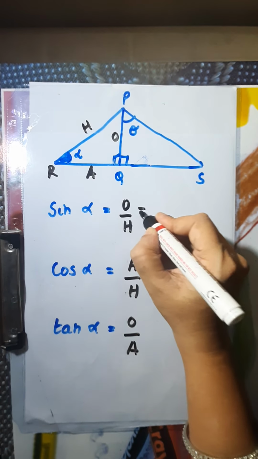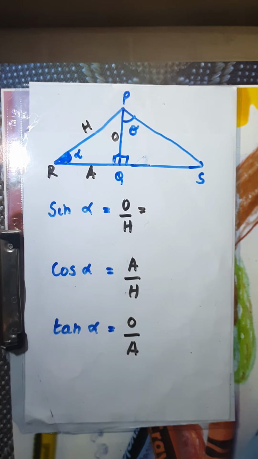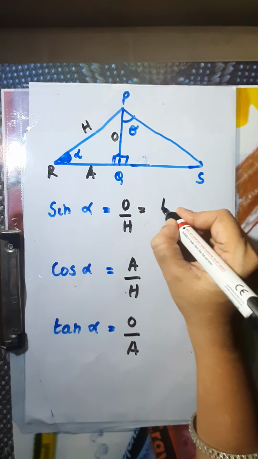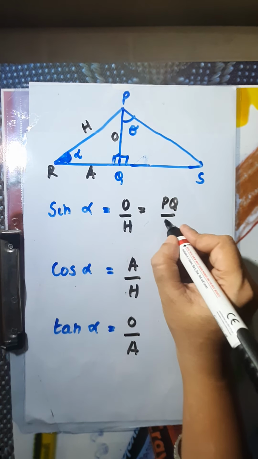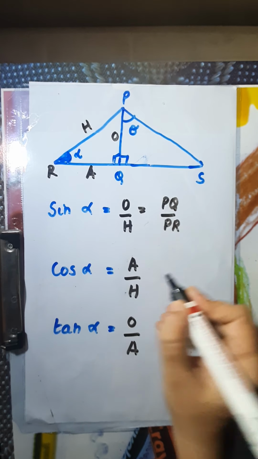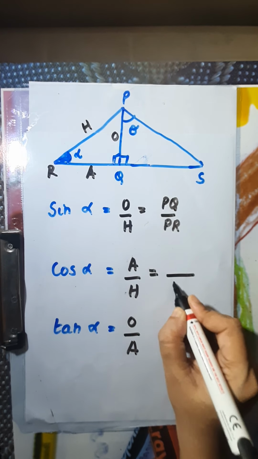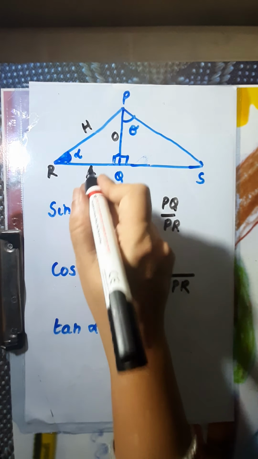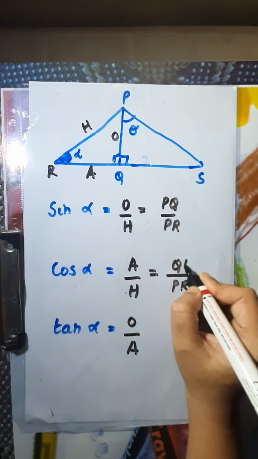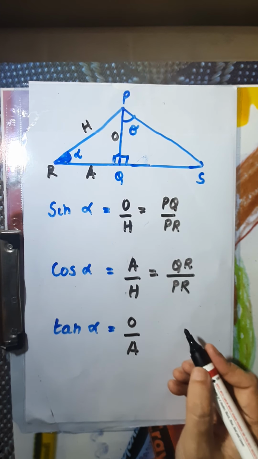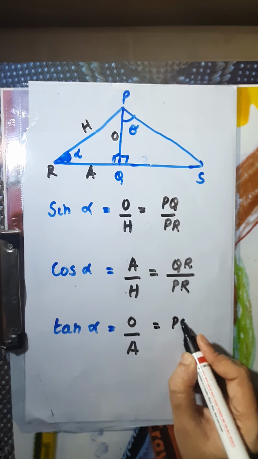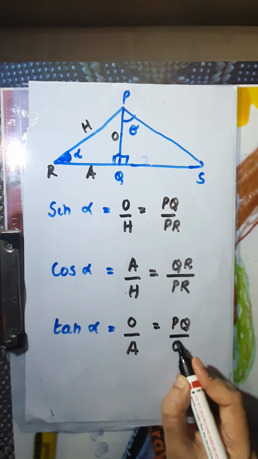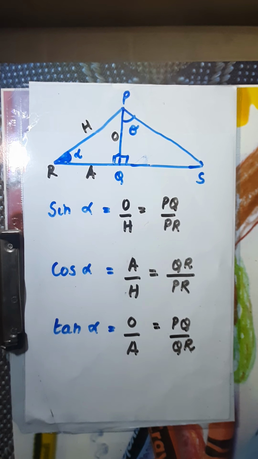Is that clear? So, now tell me for alpha, which is the opposite side? Obviously PQ, right? And which is the hypotenuse? Hypotenuse is PR. For cos, hypotenuse is PR. Which is the adjacent side? QR. And for tan, which is the opposite side? Opposite side is PQ and my adjacent side is QR. This is so simple. So have you written sine, cos and tan?